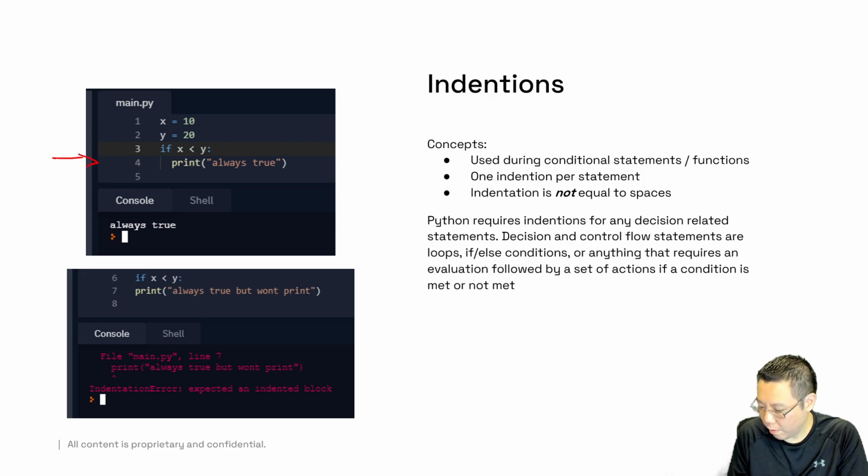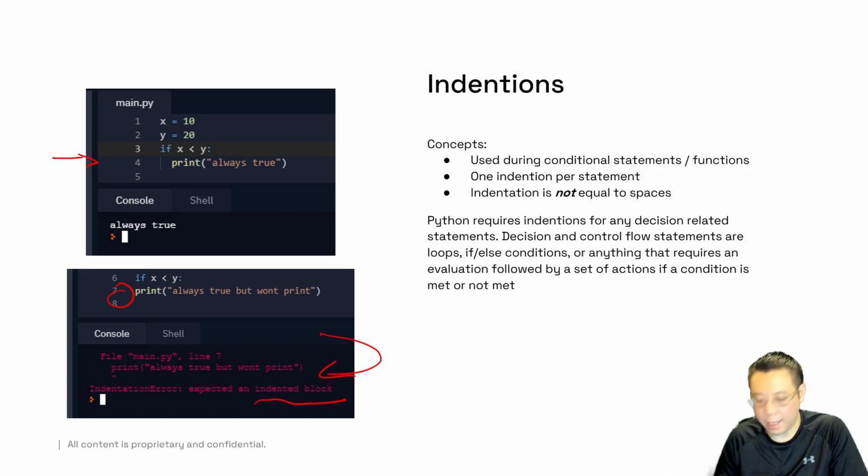Without that indentation right here, stick it away. Now we have an indented block error at line 7. Okay, line 7. Now, an indentation is not equal to spaces. You have to use the actual indentation key, the tab key on your actual keyboard. You want to have one indentation per statement. So if you have multiple nested loops, nested if-else statements, you gotta have indentations accordingly with them.